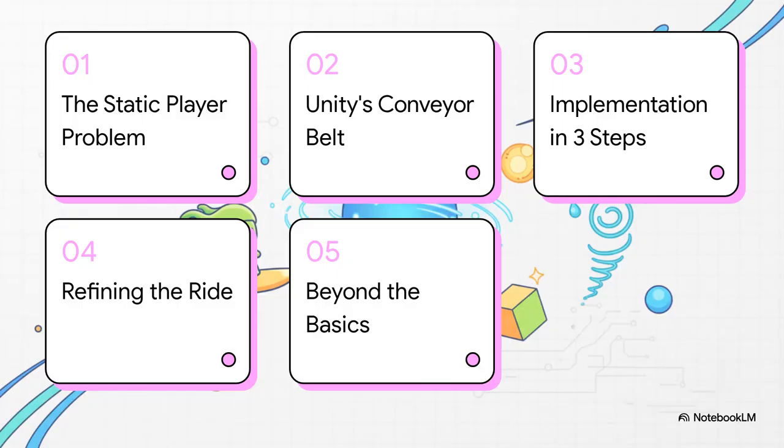So here's the plan for today. First, we're going to look at that classic static player problem. Then I'll introduce you to Unity's secret weapon for motion, which you'll see is basically just a conveyor belt. After that, we'll walk through a super simple 3-step process to get it working. We'll fine-tune the settings to get that ride just perfect. And finally, we'll look at all the other cool stuff you can do with this amazing tool. It's going to be a fun ride from stuck to sliding, so let's get going.